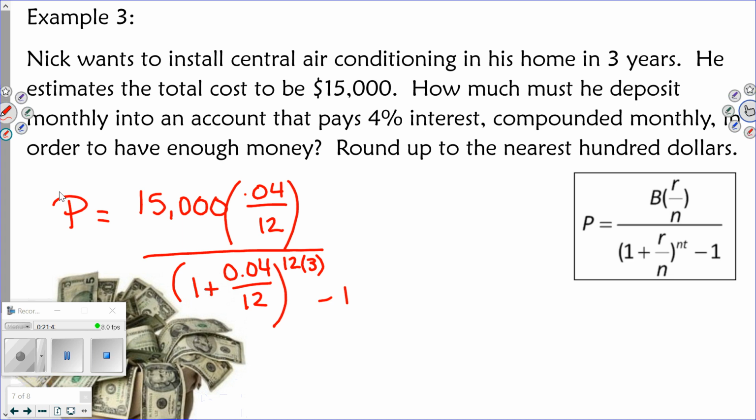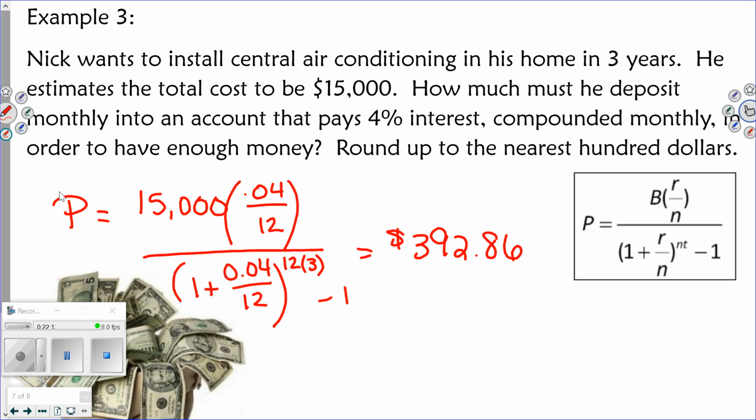That doesn't sound bad. Just remember, he's putting it in every month. You're finding out how much he should put in every month. So that sounds reasonable. Over 12. 12 times 3 minus 1. Yep. So $392.86.